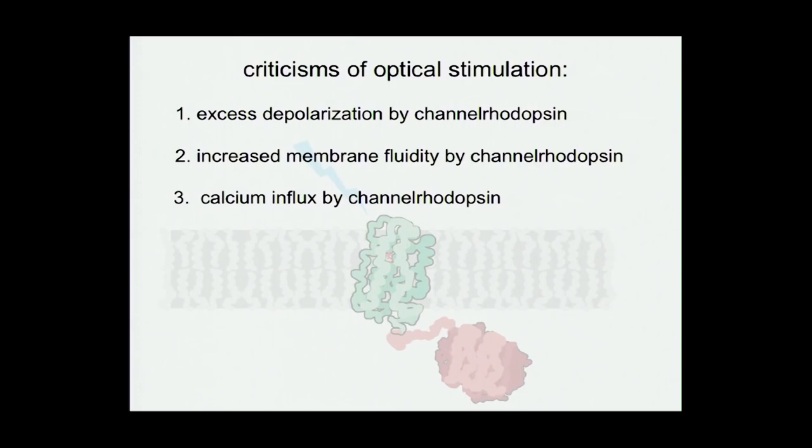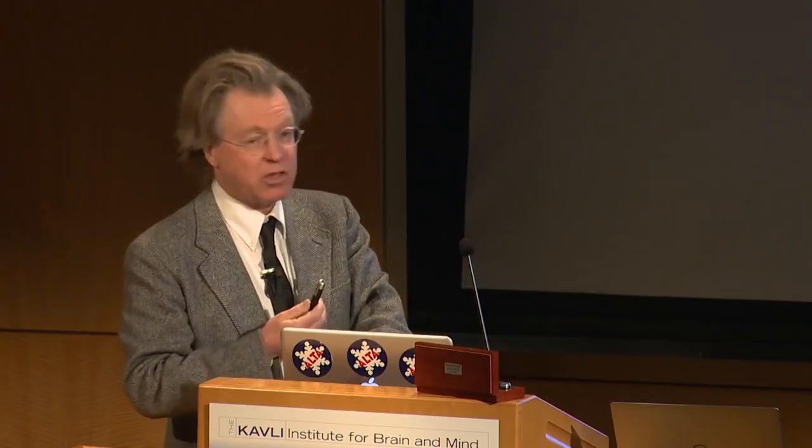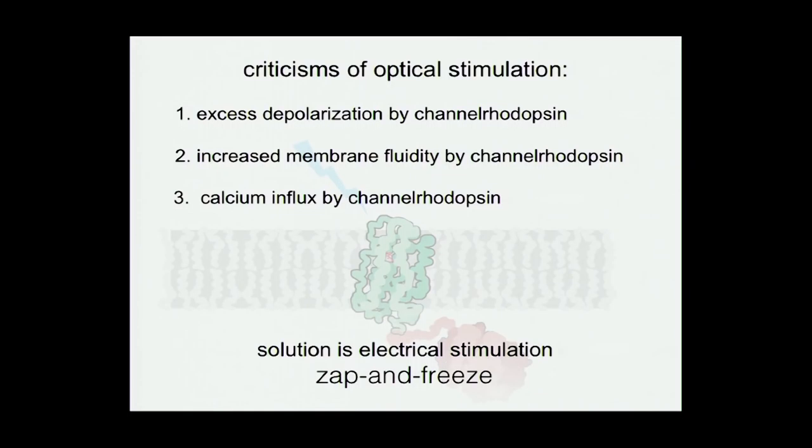The ideas were that there was excess depolarization by channelrhodopsin. That's possible. There's increased membrane fluidity by channelrhodopsin, also possible. And that there was calcium influx by channelrhodopsin as well, and that was leading to these greater responses in this unusual form of endocytosis. So the solution is obvious: come up with a way to stimulate these samples electrically, and we call this zap and freeze.